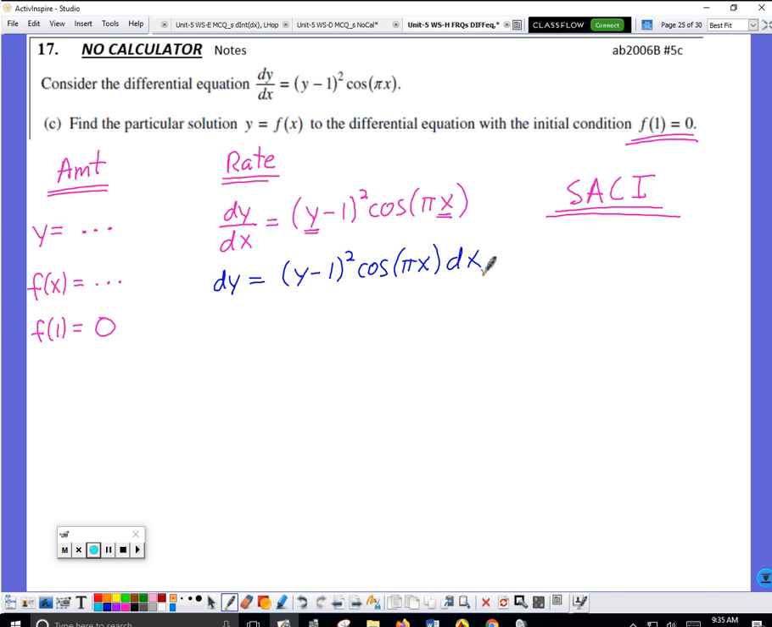Trying to transform this equation into this equation. Because there's both input and output variables, we first must separate the variables. Question? So multiply the dx across. Now I'm going to multiply both sides by 1 over y minus 1 squared.